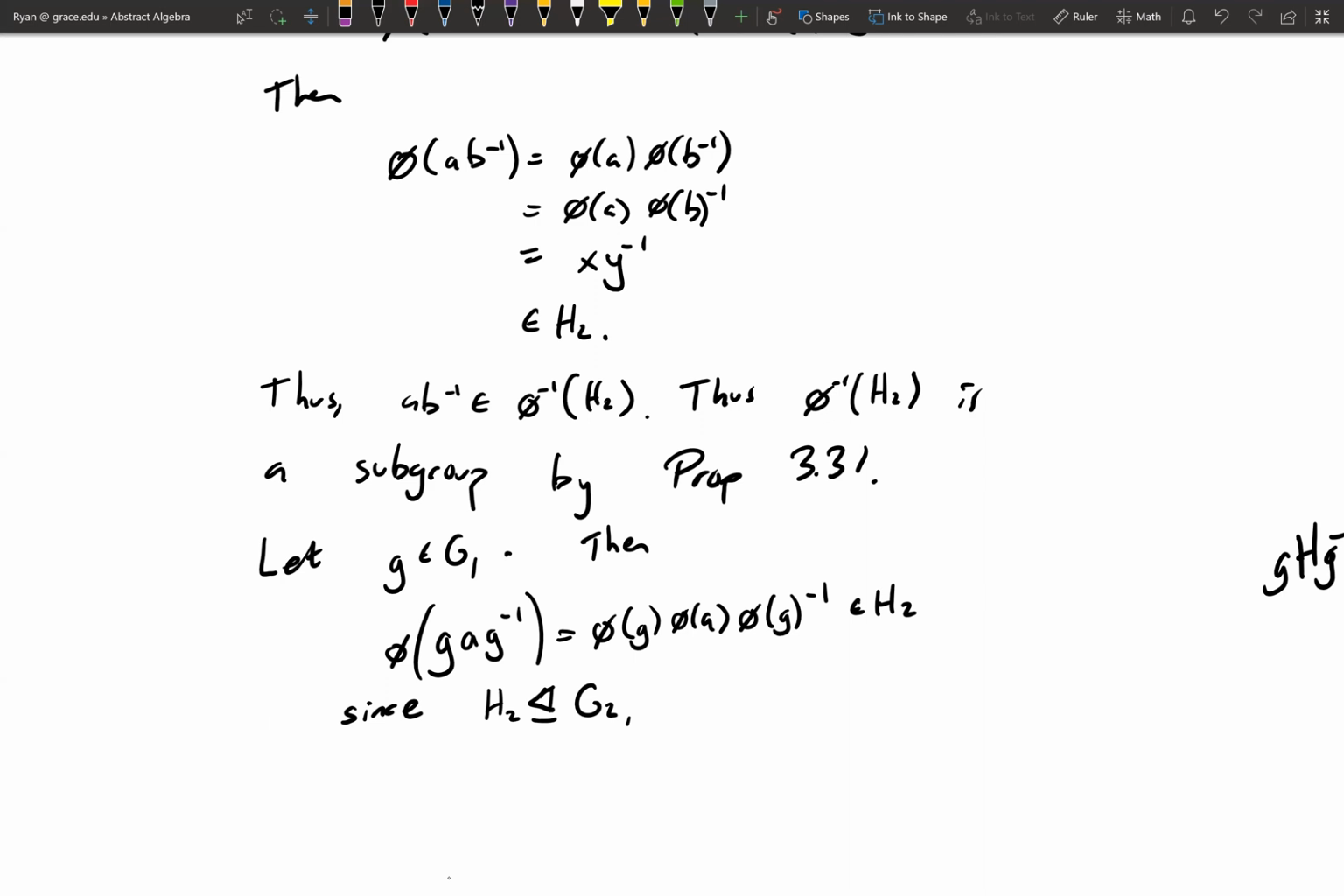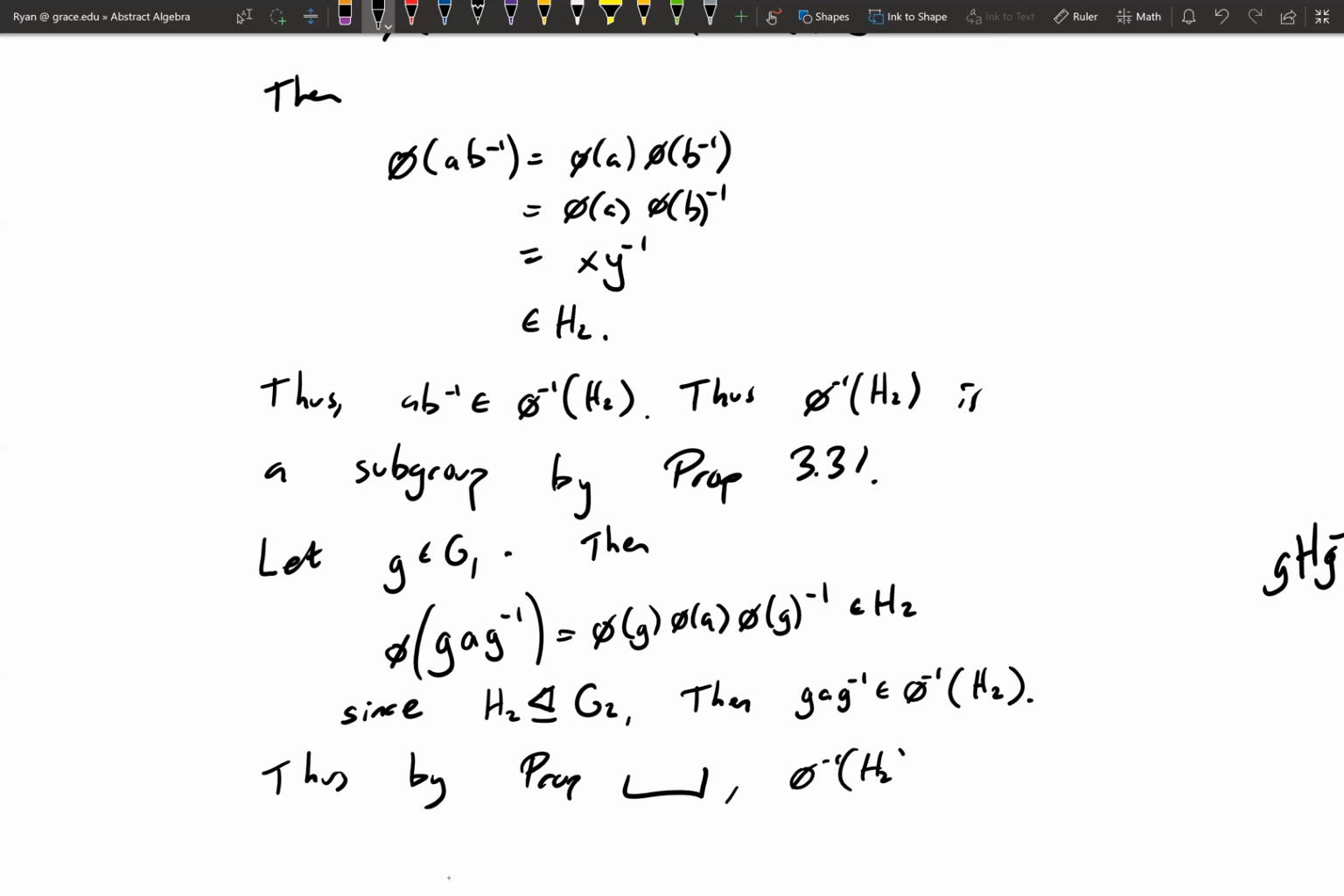Okay. So if phi of something is in H2, then G inverse is an element of phi inverse of H2. And then by whatever theorem that was that you guys proved all the equivalent things for normality, so thus by proposition, can't remember the number, phi inverse of H2 is a normal subgroup of G1.